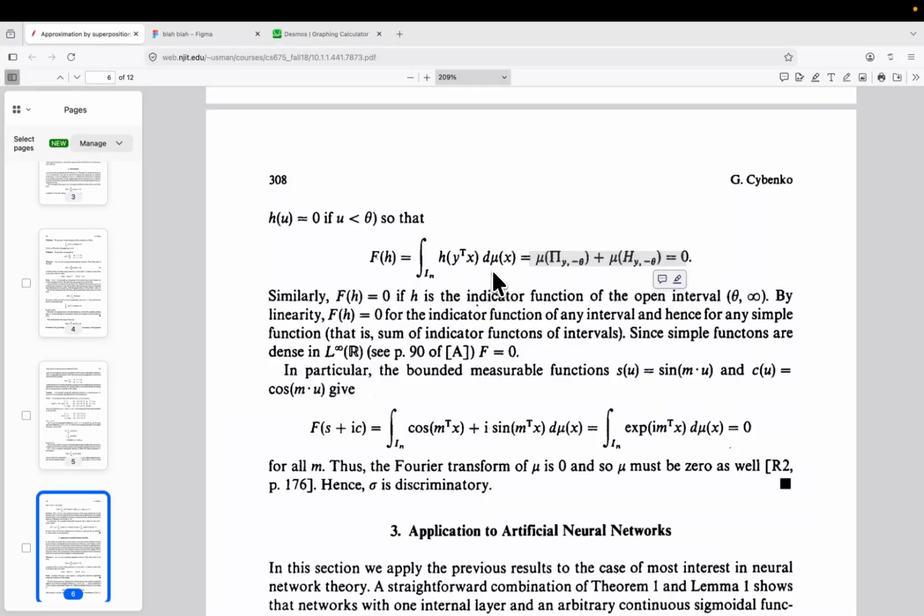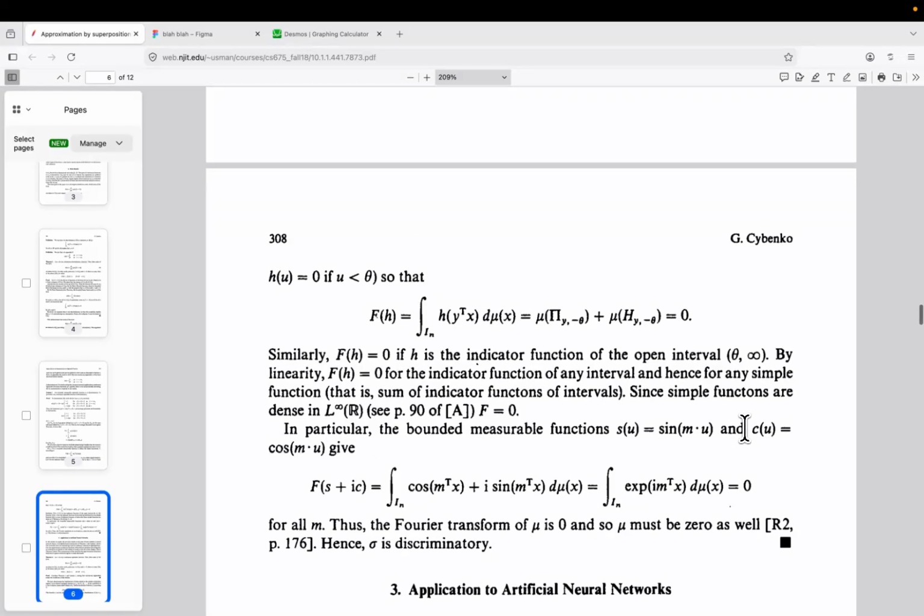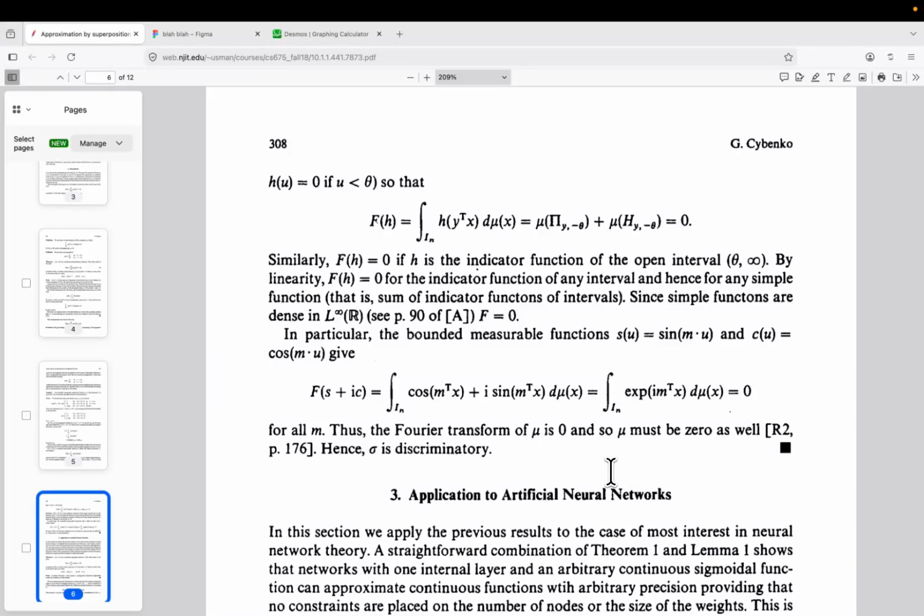So there is a property of f of h that it's related to our sigmoid. Only then do we change h to any function that is bounded measurable, so it has the same properties. And then we're using the Fourier theorem. Alright, the basic idea is understandable.